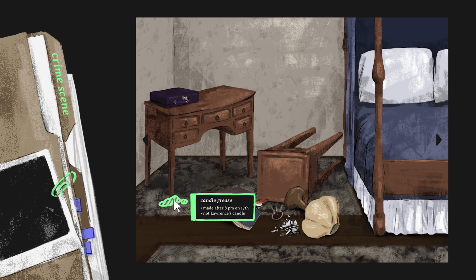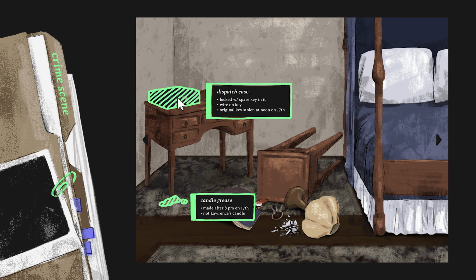According to Annie, who delivered the tray of cocoa to Emily at 8 p.m. on the night of the 17th, the candle grease wasn't on the floor at that time, so it could have only been made after 8 p.m. and it cannot be made with Lawrence's candle. On the desk is a purple dispatch case. It is locked with a spare key in the lock and a piece of wire attached to the key. The original key was stolen during lunchtime on the 17th.